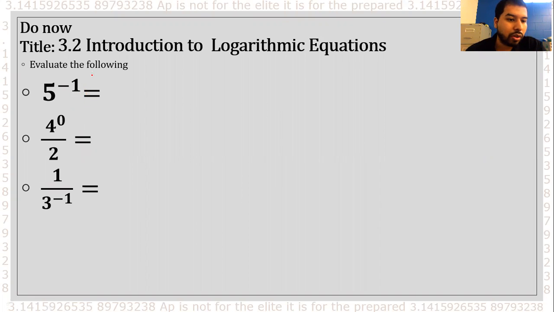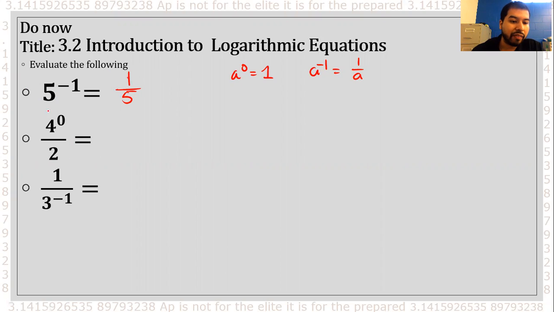Okay, so hopefully you're able to remember the two identities. Any number to the 0 is 1, and a number raised to a -1 exponent is just the reciprocal. So this right here, a 5 raised to a -1, that is the reciprocal identity, so it's going to be 1 over 5. So easy peasy, right?